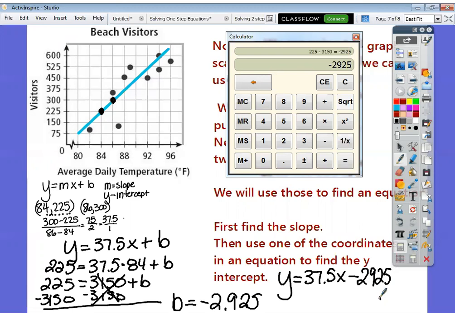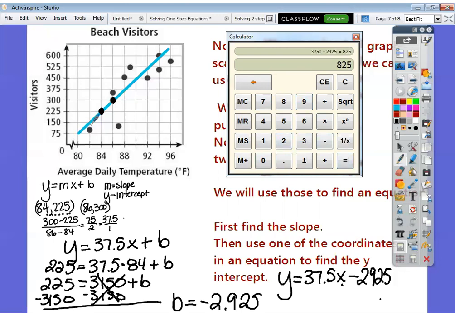If our temperature was 100 degrees, about how many people would be visiting the beach? So what I would do is substitute in 100 for x. So it would be 100 times 37.5 minus 2,925, and that's about 825 people.